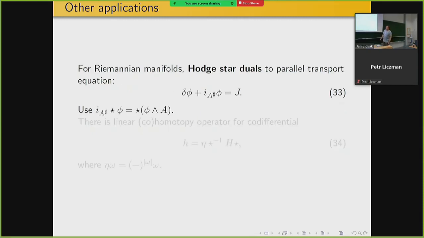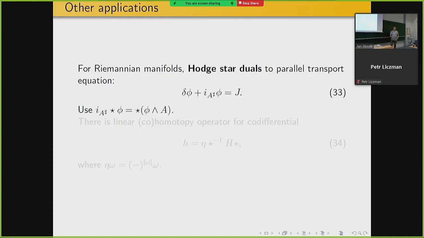What is very interesting is that on a Riemannian manifold, you have the Hodge star. So using this very nice property, which dualizes, here we have multiplication by A, and if you apply the star, then you switch this multiplication by A into inserting A sharp into this dualized phi. So if you apply the star on this parallel transport equation, you get these equations. There is a co-derivative, and here is the insertion of this A sharp into phi.